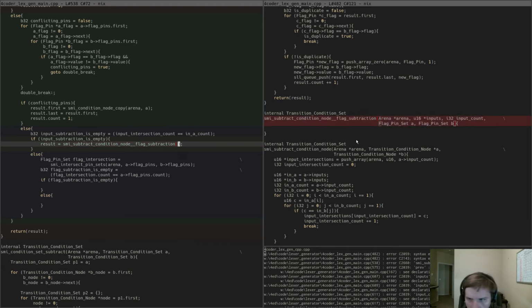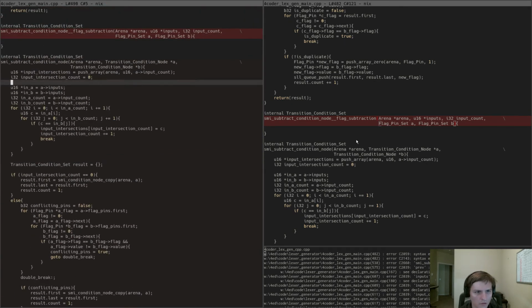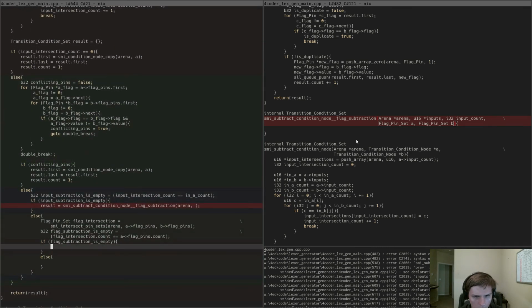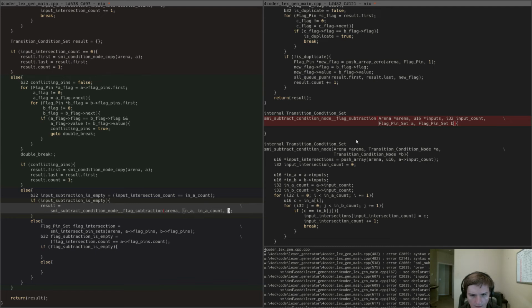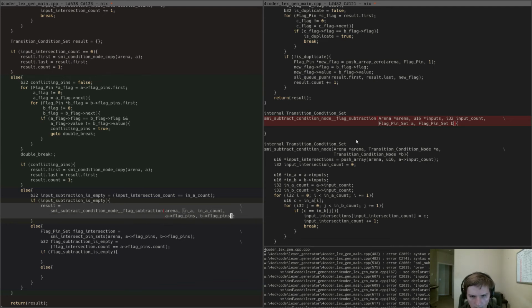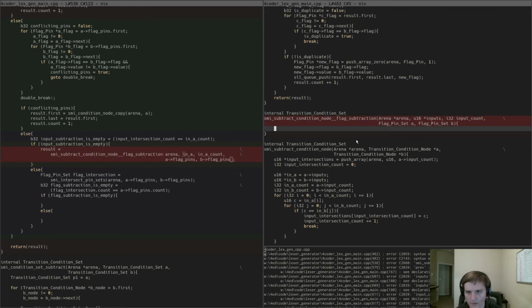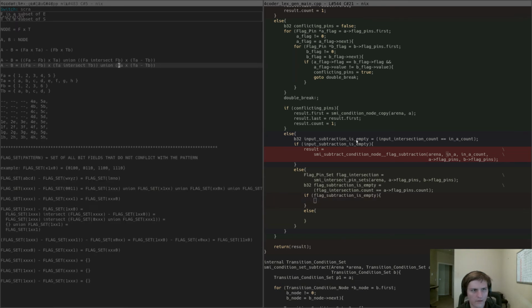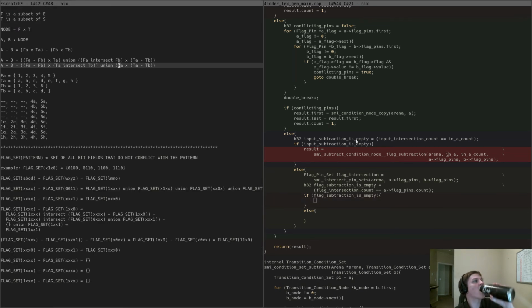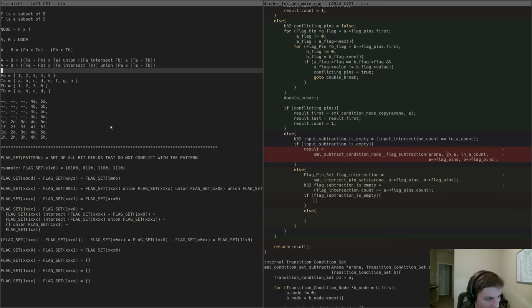So I want to construct one of these things. I give it an arena, I give it the input of A, and the in A count, and then I give it the A flag pins and the B flag pins. And that should give me the right thing if I do the right thing over here. Let me see. I want to do that in a minute. Looks like I'm going to turn this into 3 hours, doesn't it? Okay. So that's the subtraction.